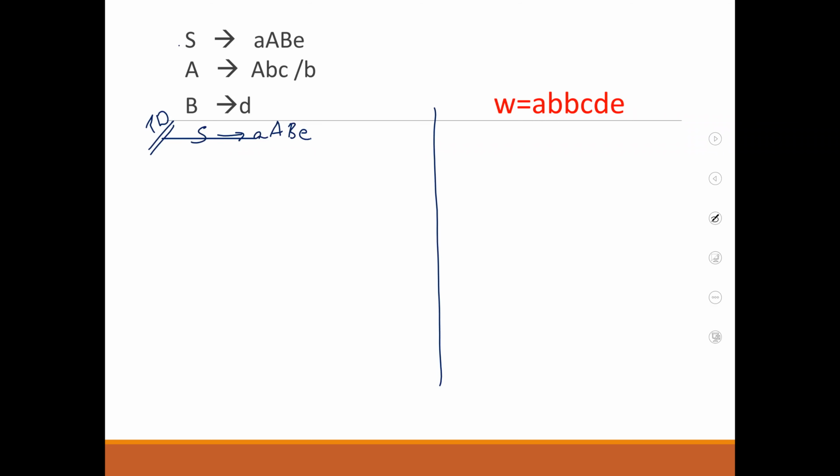I can replace this A with A B C, B E. Okay, this capital A, I can replace it with B, B C B E. And this capital B, I can replace it with D, which means I have derived my particular word A B B C D E. Now, if you look into this derivation, you call this derivation.